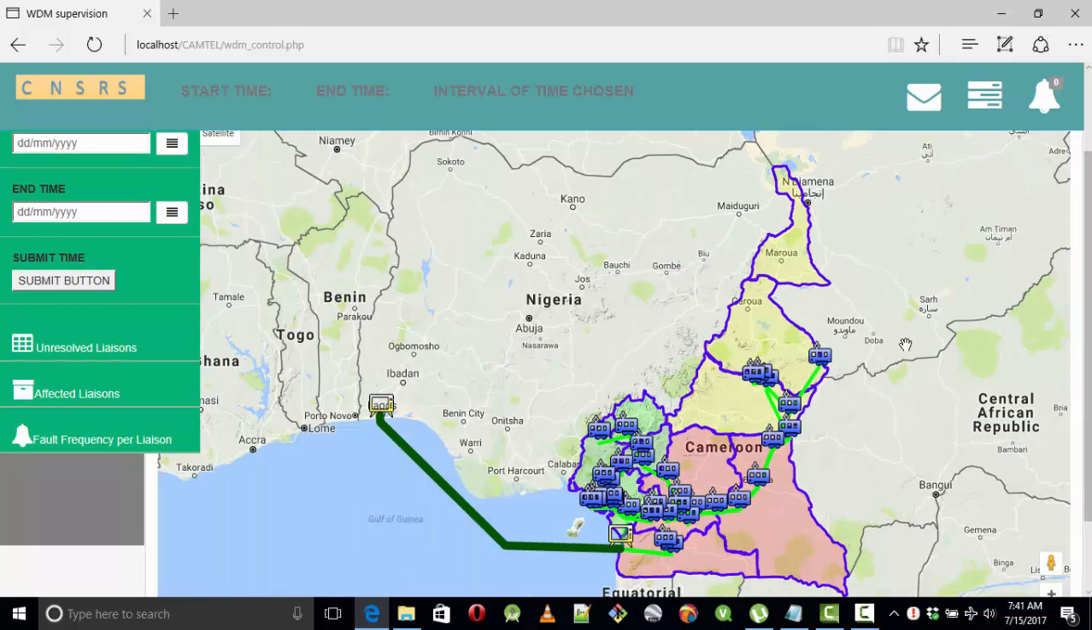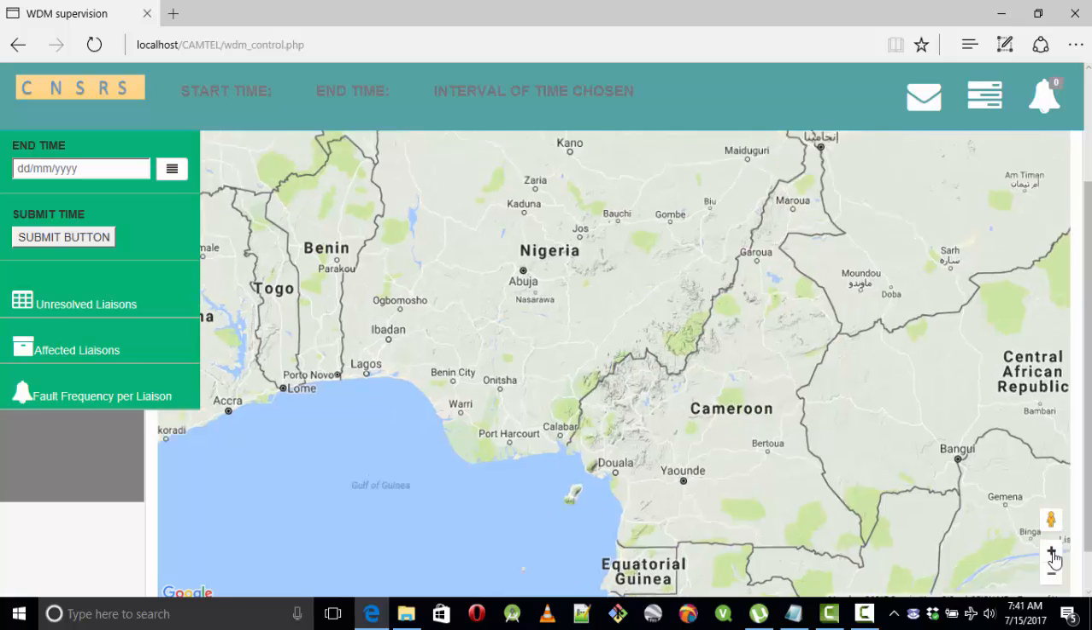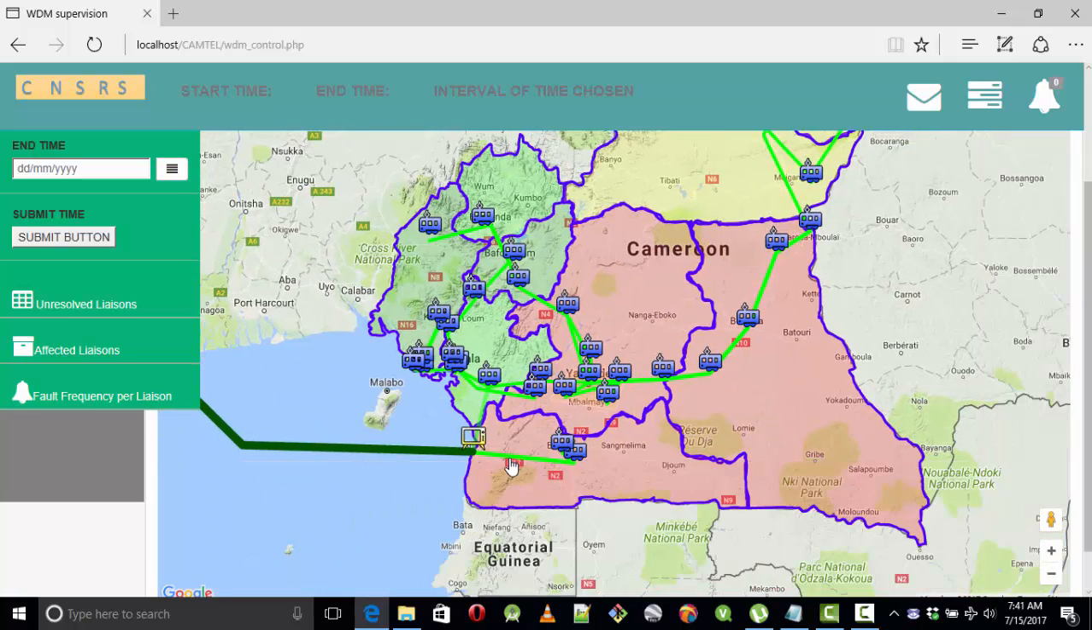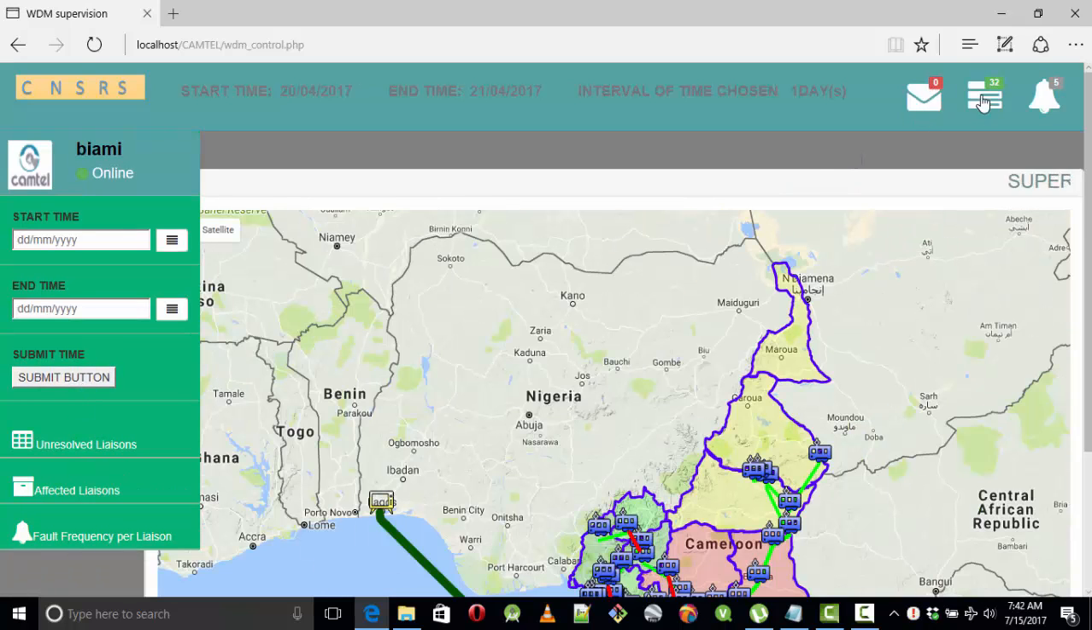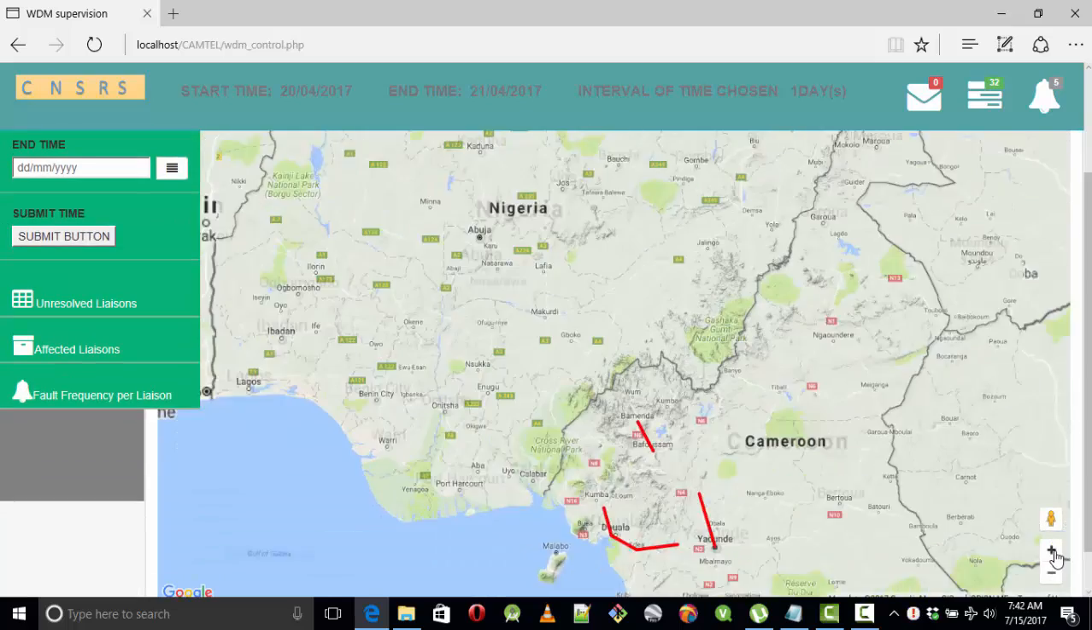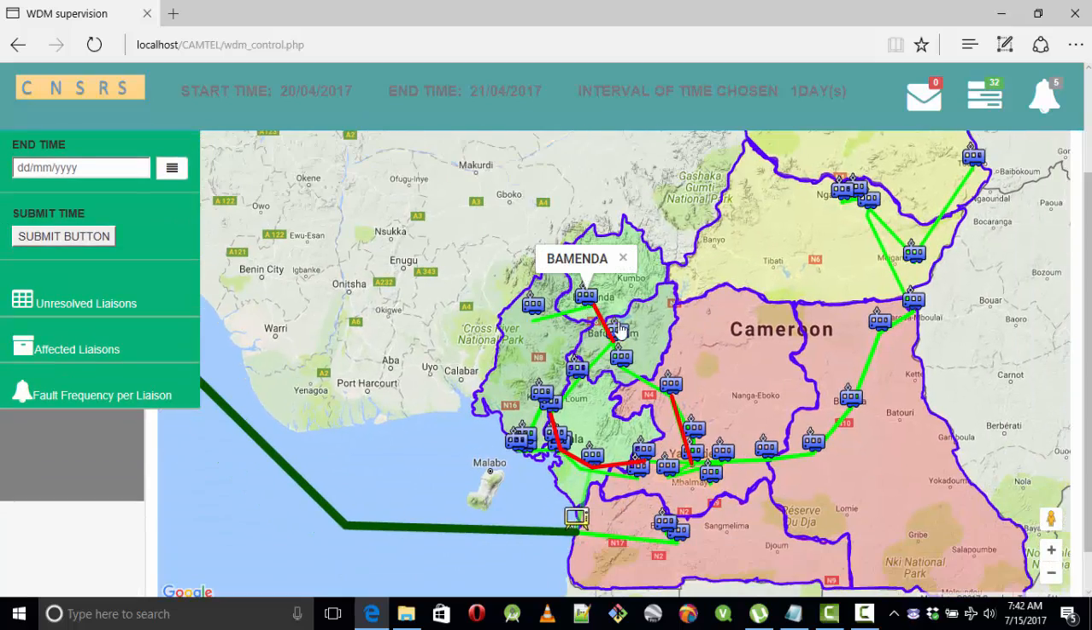With the WDM, we first of all represented Camtel's NBN network on our Google map. We have Kribi Akom, Kribi Lagos, Batari Oya, Negling to Beturi. Now I want to know the state of the system from the 20th to the 21st. None of the incidents are unresolved. I see 0 in red. 32 incidents happened within that period of time, and all of the 32 have been resolved. 5 links have been affected out of the 30 which were considered.